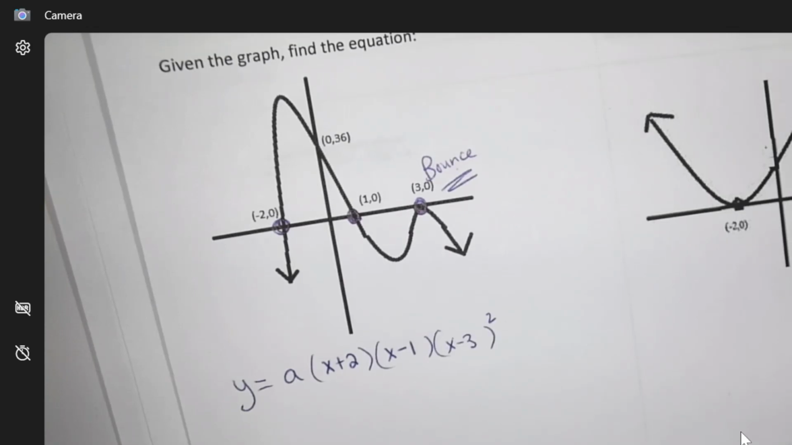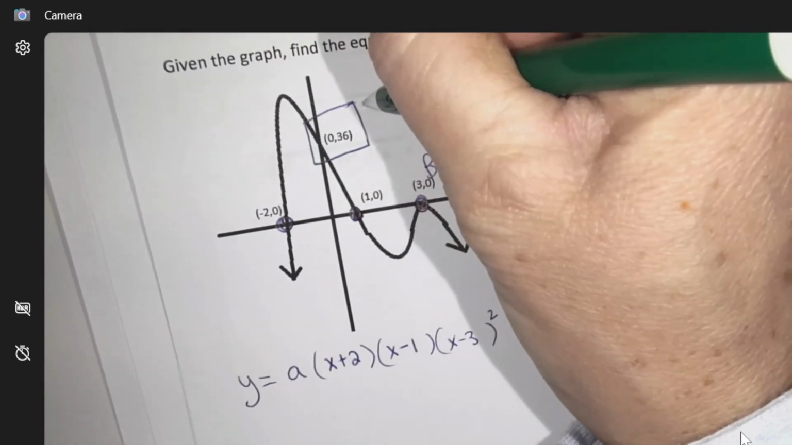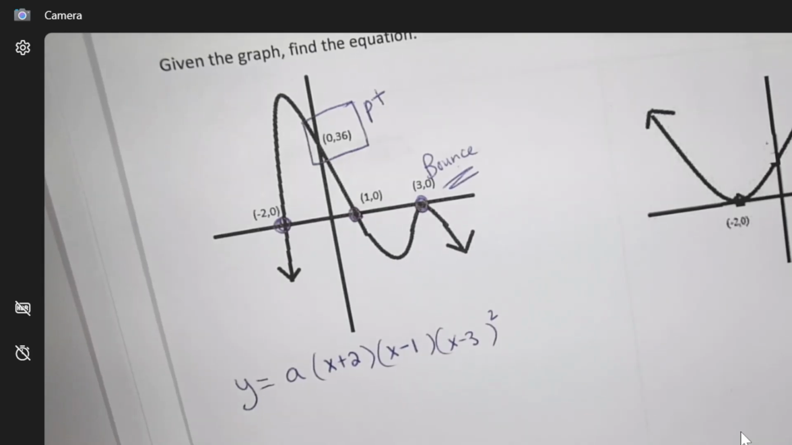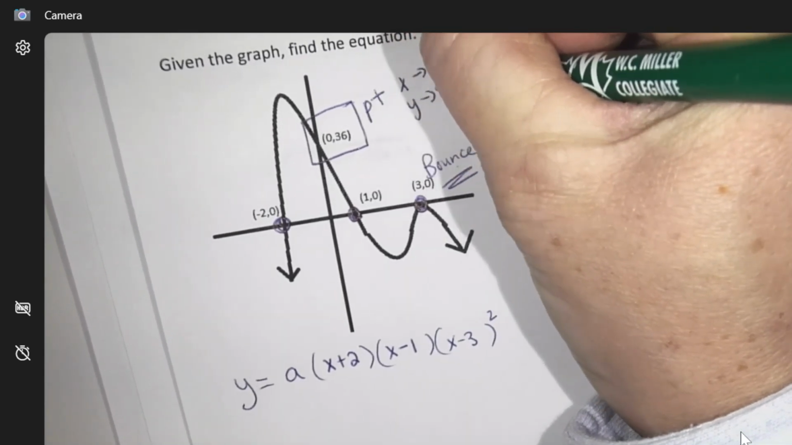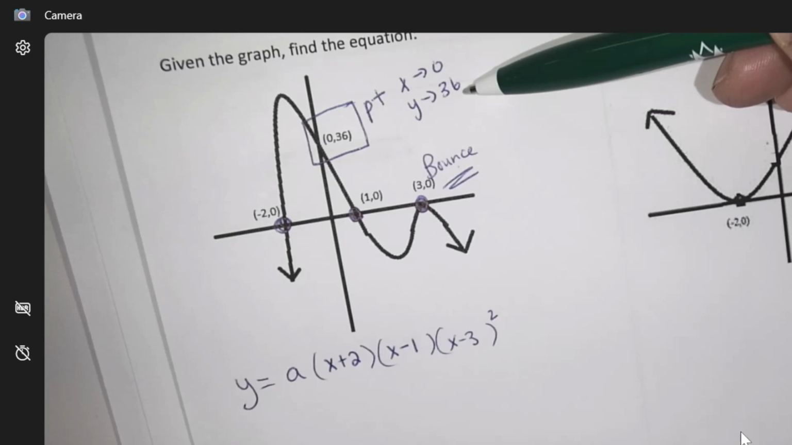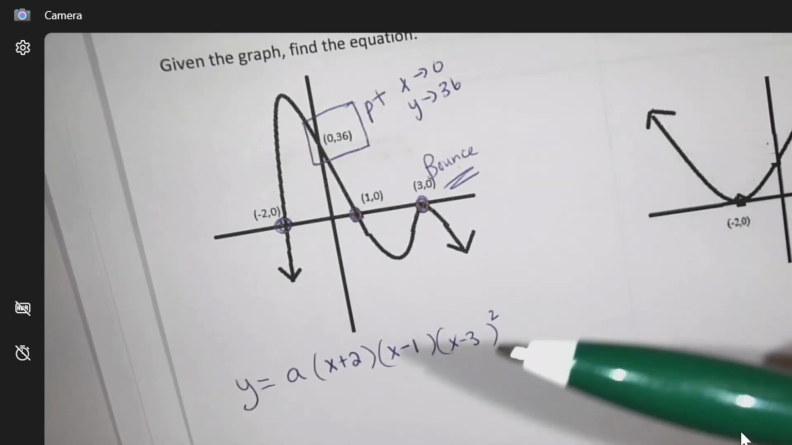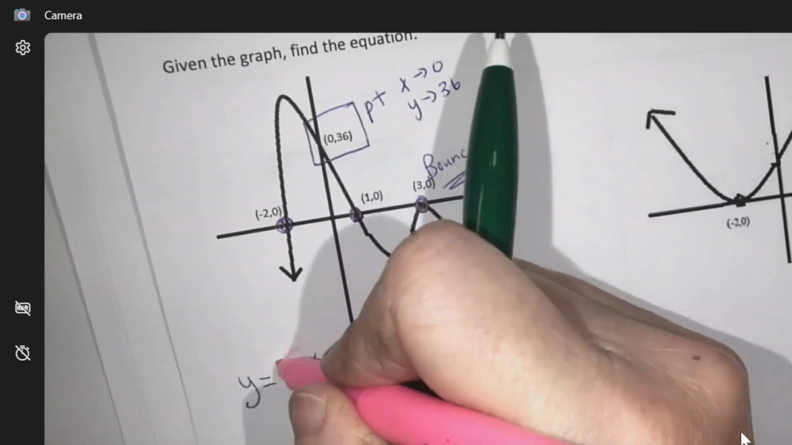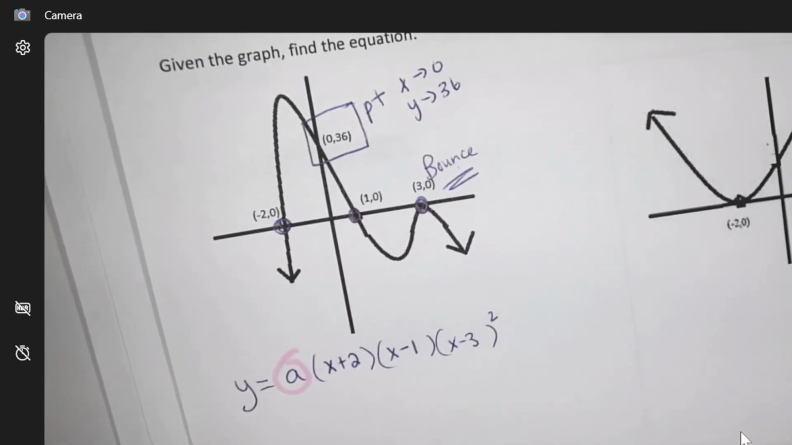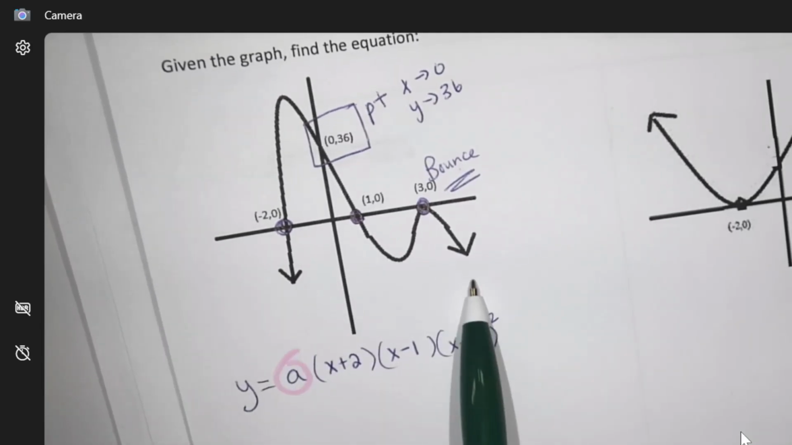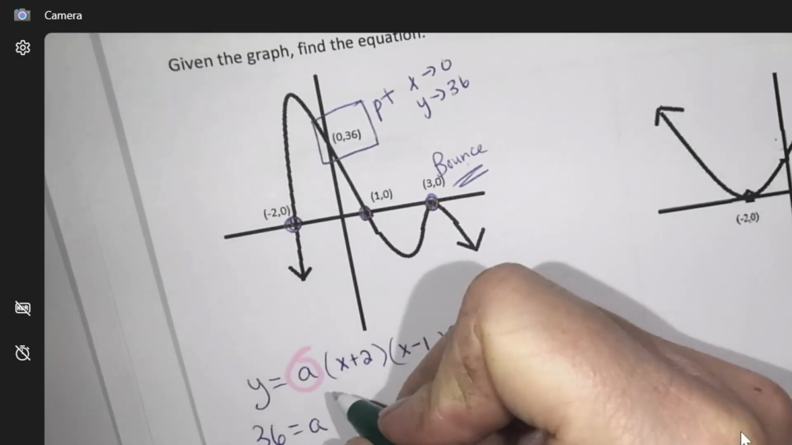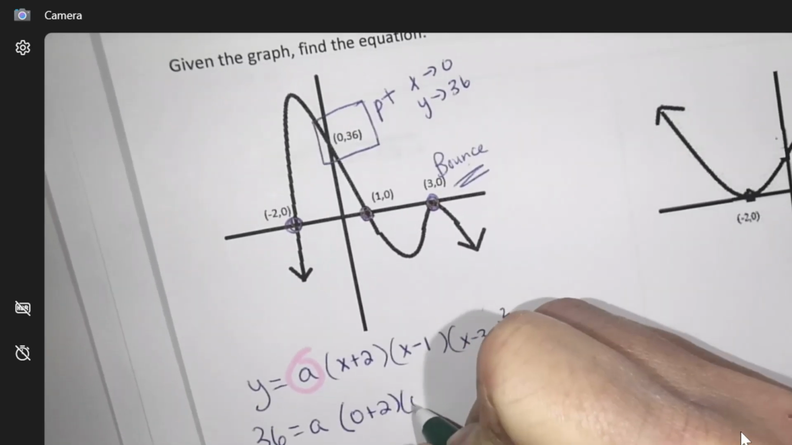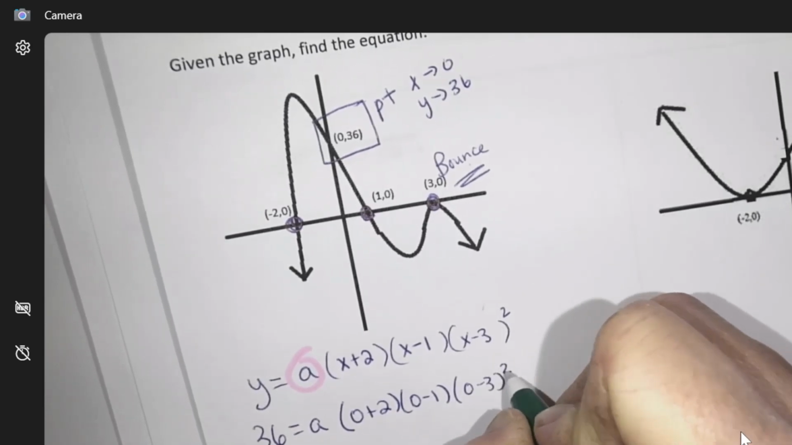Okay, now here is a point. So I'm going to plug that point in. So I'm going to replace x with 0, and I'm going to replace y with 36. What's the goal? We're going to figure out what this a is going to need to be. I already know what about a. Does anybody know one? It's going to be negative, right? Because of the arrows. Whatever this a is, it should be negative. Okay, so I'm going to go 36 equals a, 0 plus 2, 0 minus 1, 0 minus 3 squared.